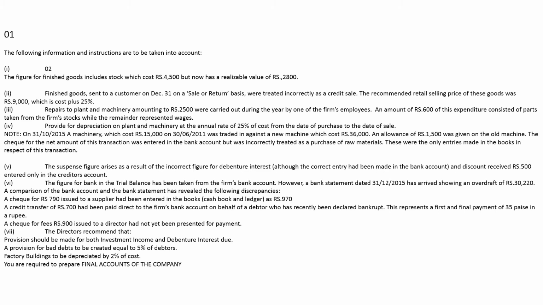Number 2. Finished goods sent to customer on 31st December on sale or return basis were treated incorrectly as credit sales. The recommended retail selling price of these goods was rupees 9,000, which is cost plus 25%. The company had sent goods to a customer on 31st December on sale or return basis. Since the customer cannot confirm on 31st December, they cannot be treated as actual sales.